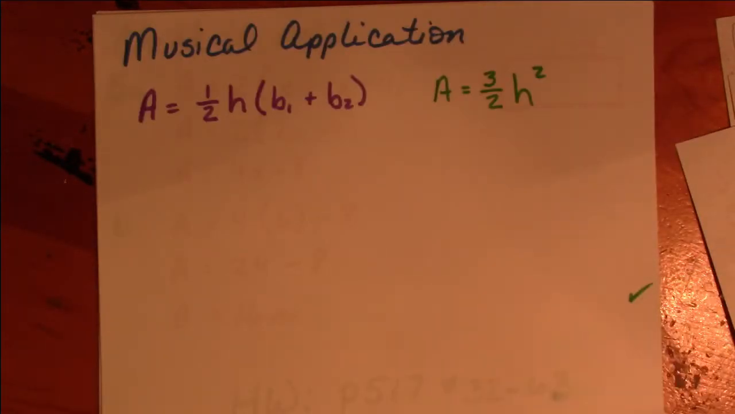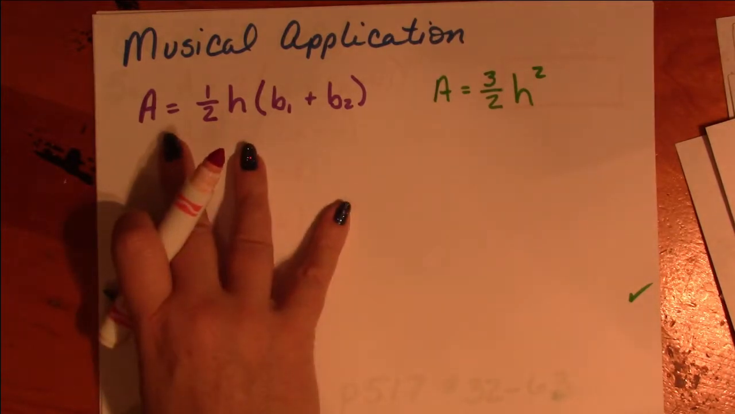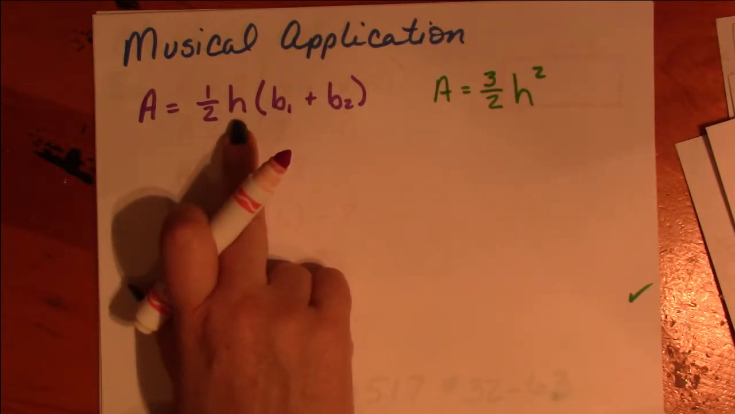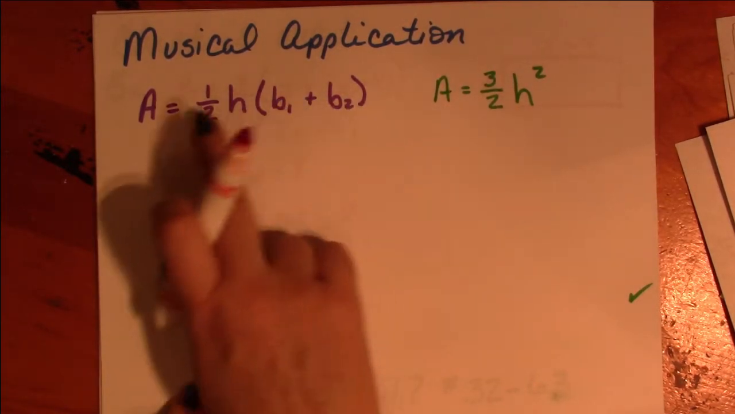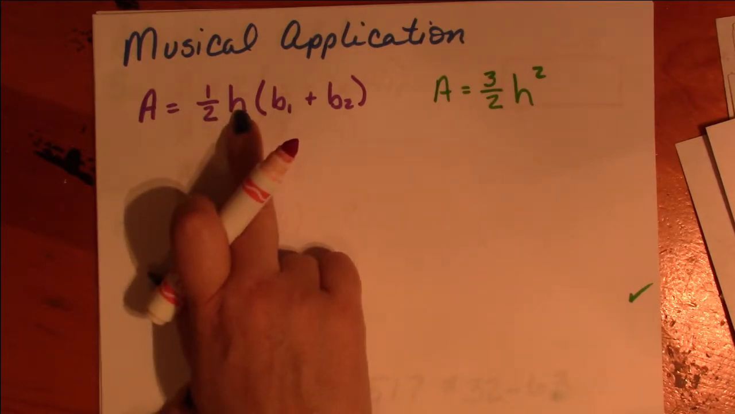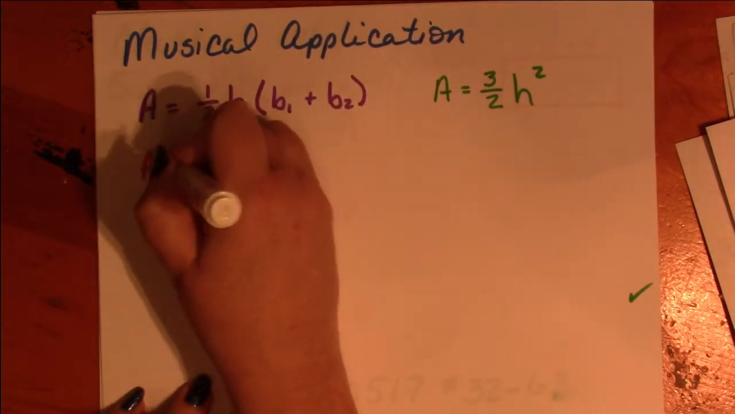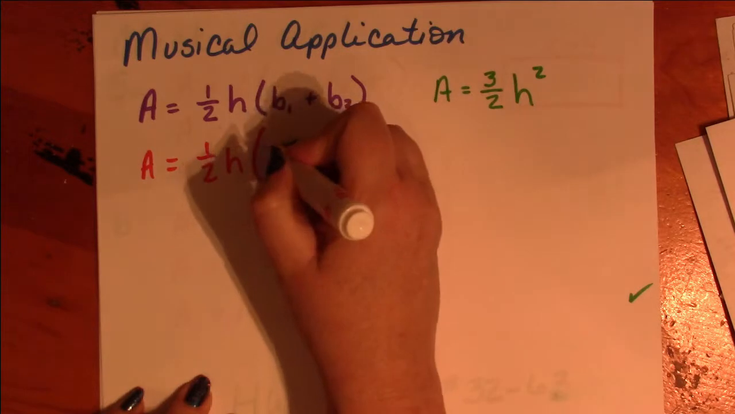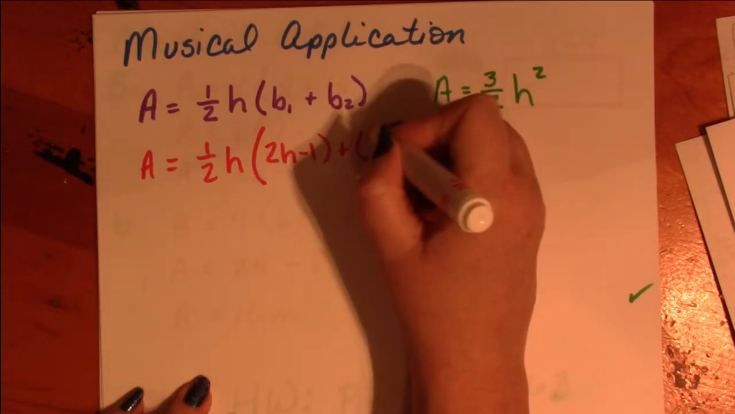And finally, we get to the word problem, which is a musical application. They're asking us about the area of a dulcimer, which is a trapezoid. And the area for a trapezoid is 1/2 times the height times the sum of base 1 plus base 2. We're averaging base 1 and base 2 together, add them together, divide by 2, and then we're multiplying that by the height. Now they're telling us what base 1 and base 2 is.